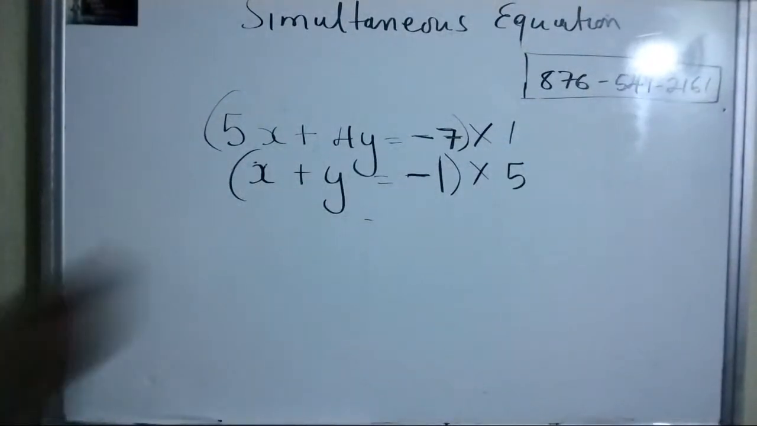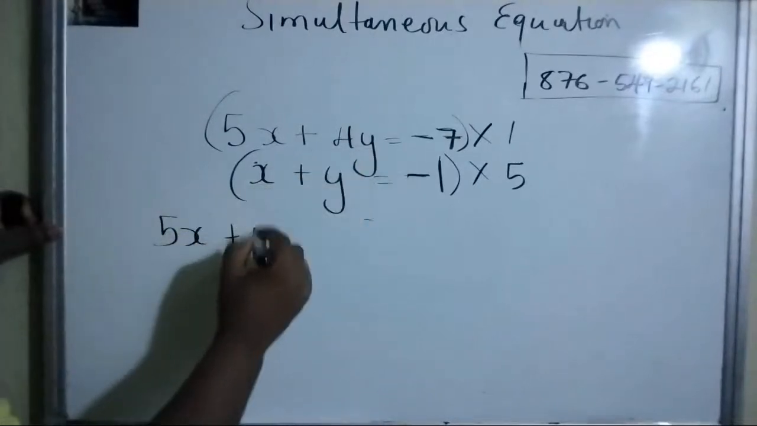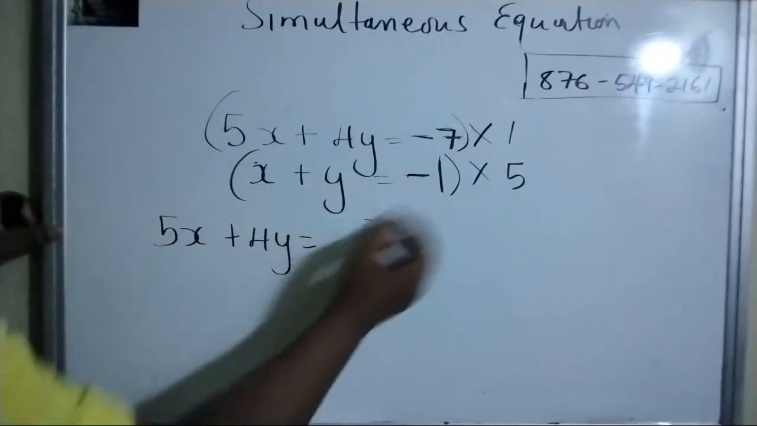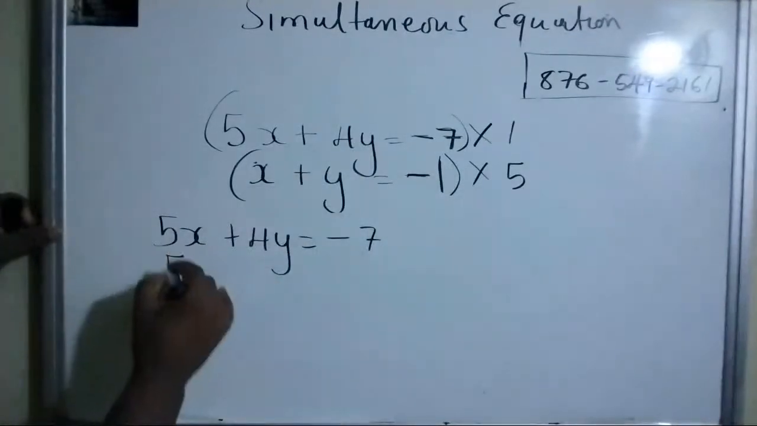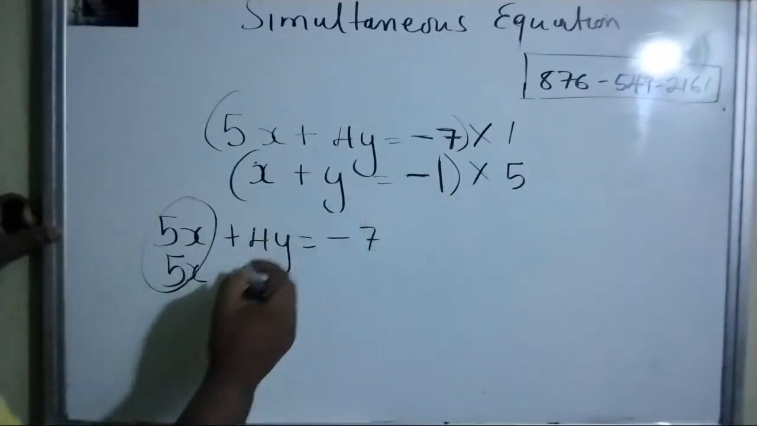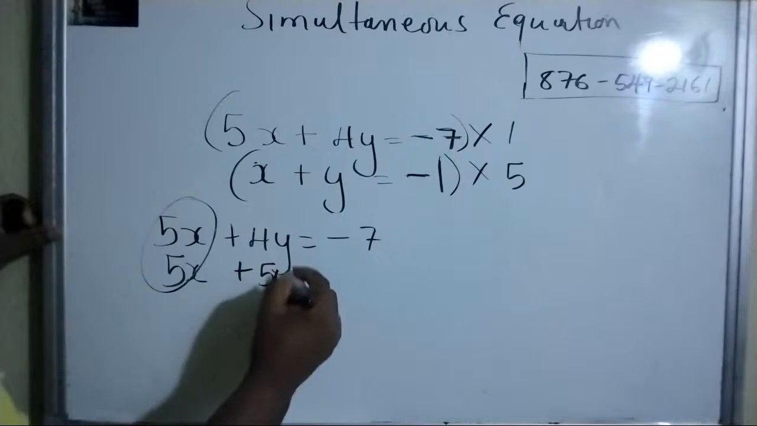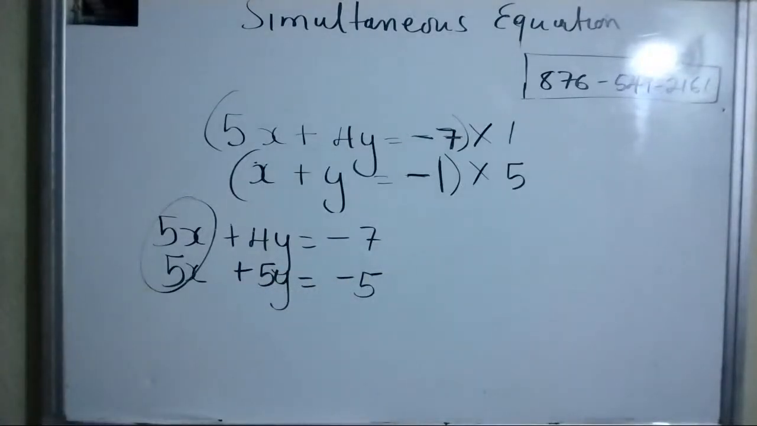Alright, so 1 times 5, that's 5x. 1 times 4, 4y. 1 times 7, negative 7. Then we multiply by 5. 5 times x, 5x. These numbers must be the same. 5 times y, 5y, and 5 times negative 1, negative 5. So we're going to subtract.